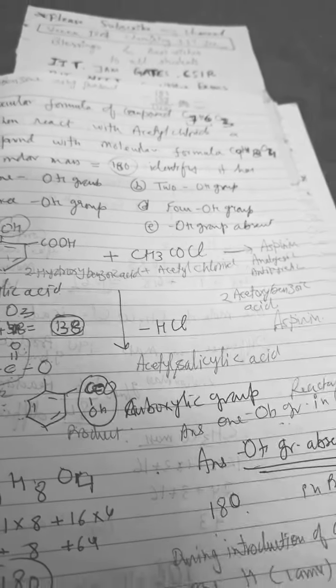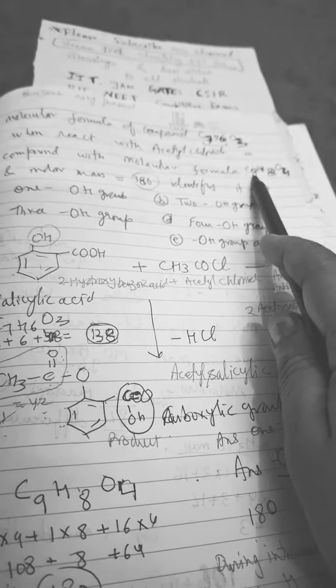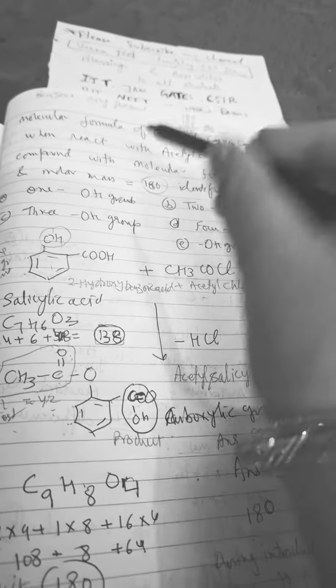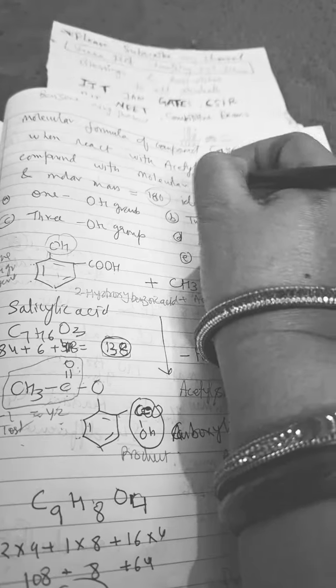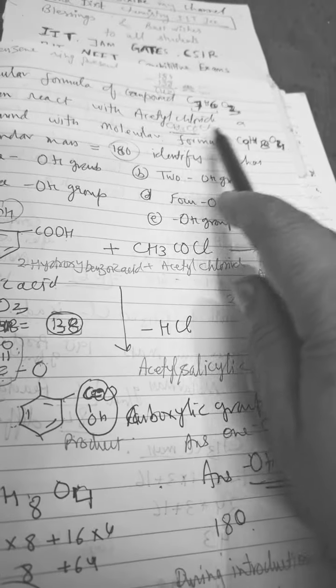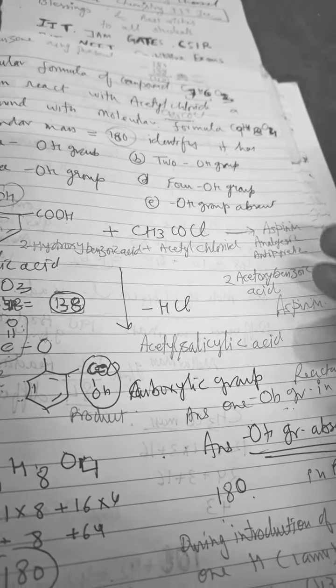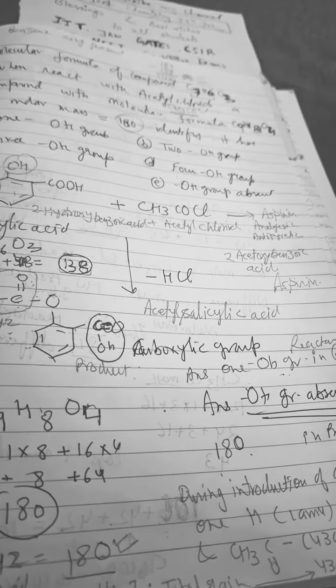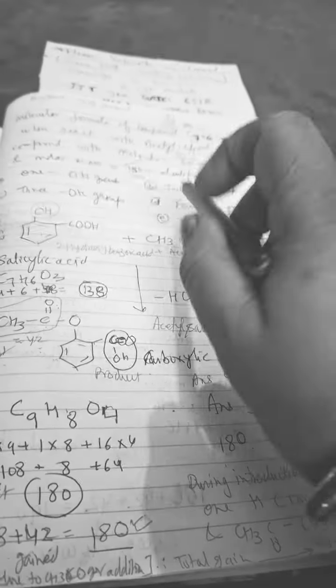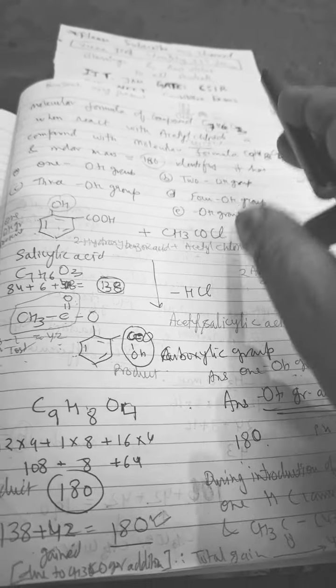Clear? Now in this way we can understand that CH3CO contains how many carbons? The CH3COCl group contains 2 carbons. So C9 over here means only 1 mole of CH3COCl is introduced in this case. Okay, so 1 mole of CH3COCl. Why am I saying this?